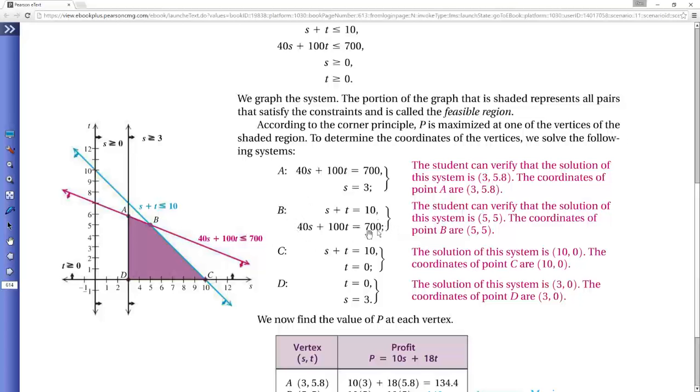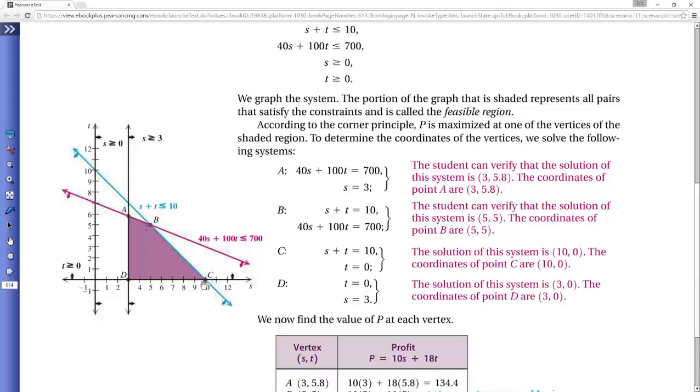Let's look at this vertex B right here. This is where these two lines intersect, s plus t equals 10 and 40s plus 100t equals 700. You get this ordered pair right here, which happens to be (5, 5).